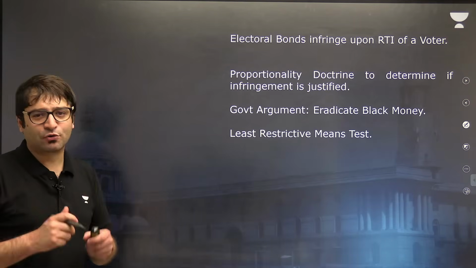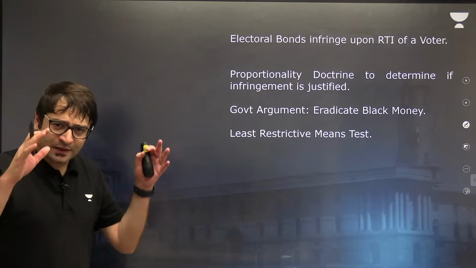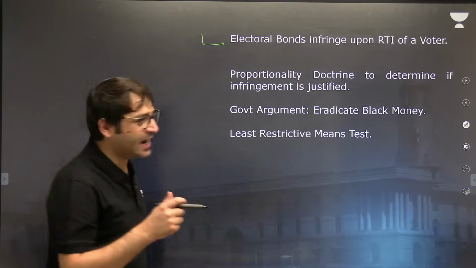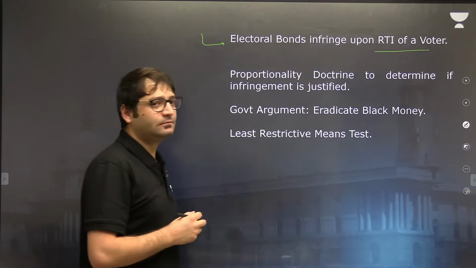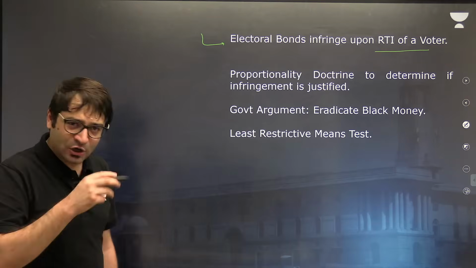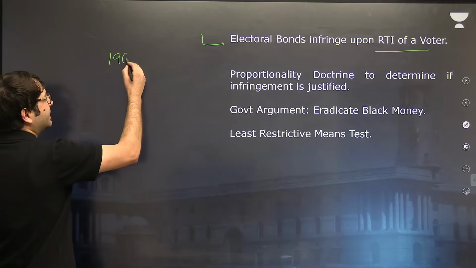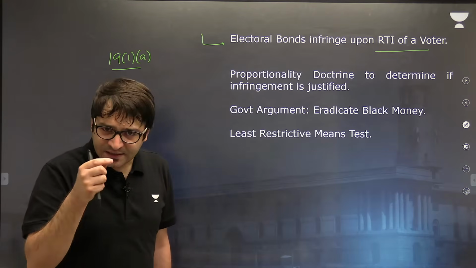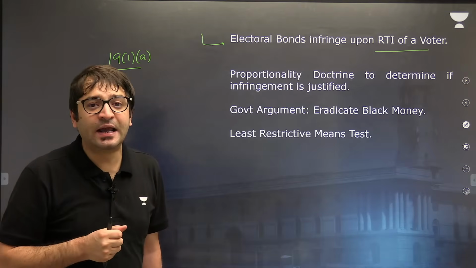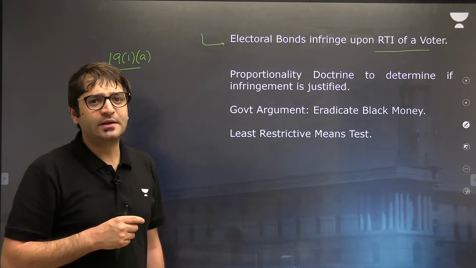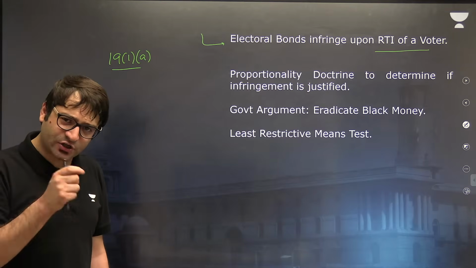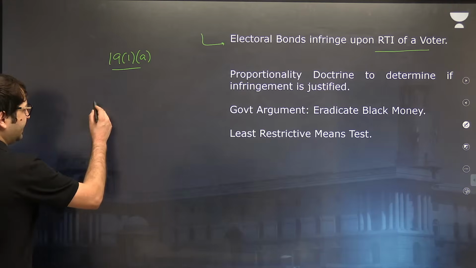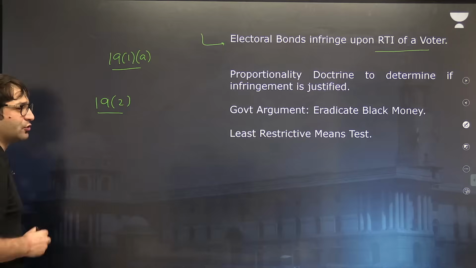Now the question before the court was, by looking at all these arguments, do electoral bonds infringe upon the right to information of a voter? Because the right to information comes under Article 19(1)(a) of the Constitution. But this right under Article 19(1)(a) is not an absolute fundamental right. Reasonable restrictions can be imposed on it. There are exceptions to this fundamental right, and all these exceptions are mentioned under Article 19, Clause 2.